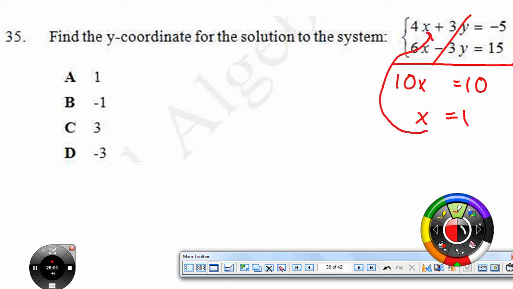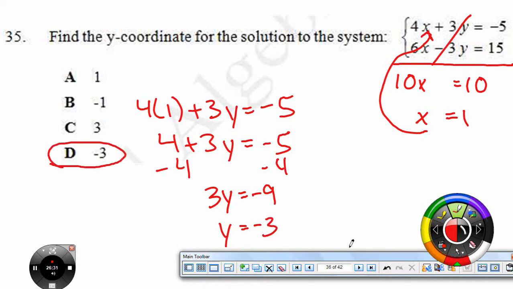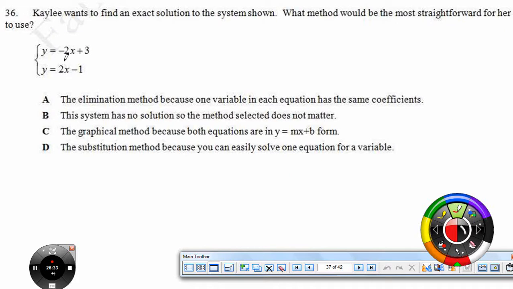So that would be 4 times 1 plus 3y equals negative 5. 4 plus 3y equals negative 5. Subtract 4. 3y equals negative 9. Divide by 3, so we'd have y is negative 3. So D. Most straightforward for this one.